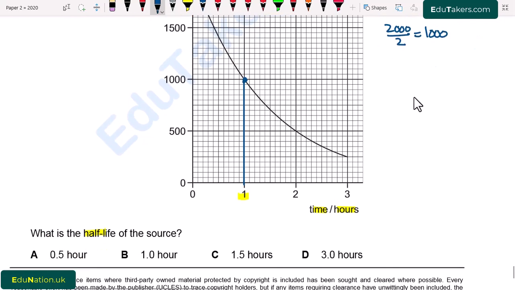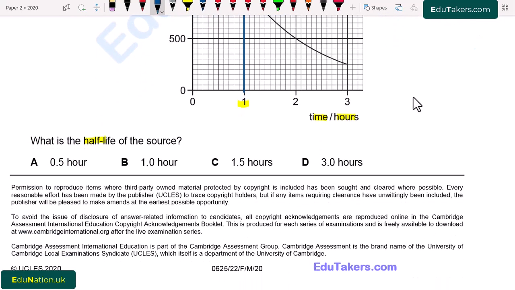Now we see the options. Option A, 0.5 hour, which is incorrect. Option B, 1.0 hour. So this is the correct one, because the half-life of the source is 1.0 hour.